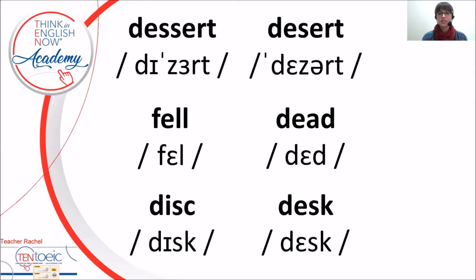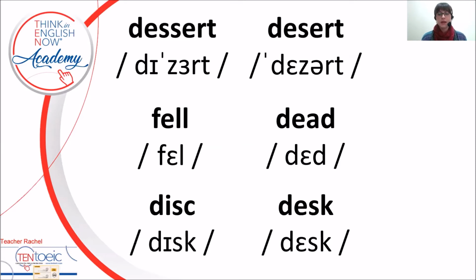Okay, next page. Dessert. This is something that we have that is sweet after lunch or dinner. It could be ice cream or pie or cake, chocolate. Dessert, it's something sweet. Desert. Desert. This is a place, a type of land that is very dry. There's no plants. It doesn't rain very much. And there's lots of sand.